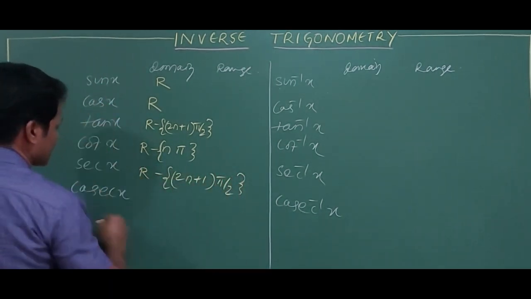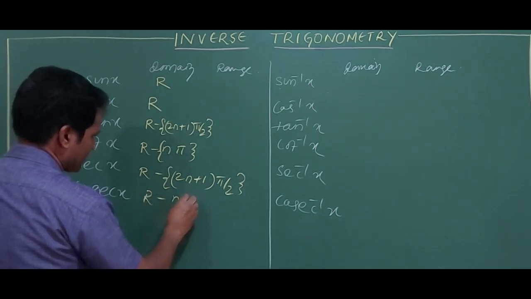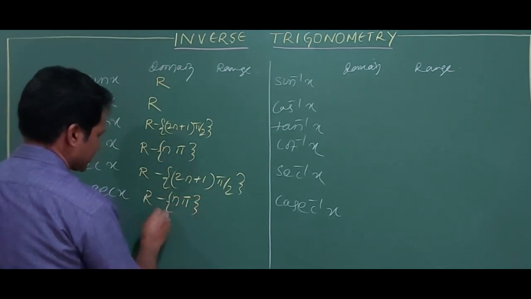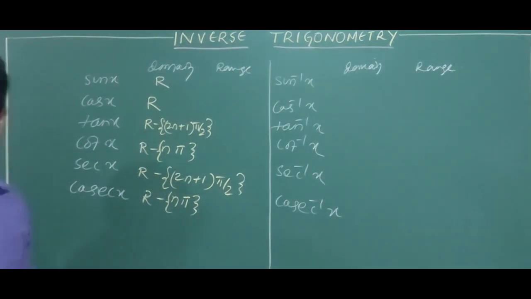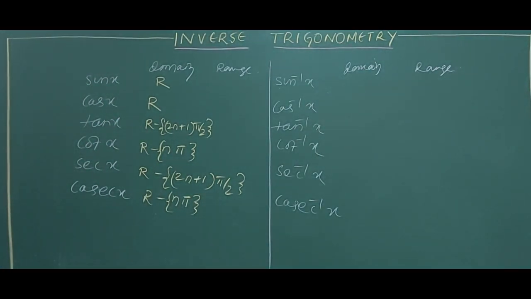Cosec x is 1 by sin x, defined for R minus n pi. Where sin x is 0, cosec x is not defined. This is the domain of sin x.